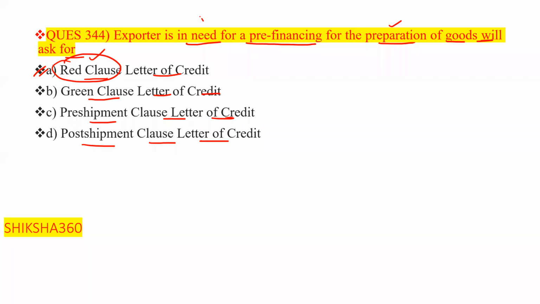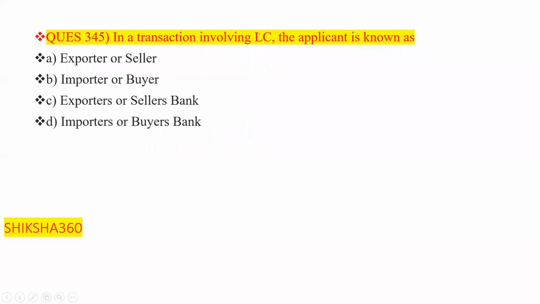The exporter is in need of pre-financing for the preparation of goods, so it will ask for a red clause letter of credit. Clear? So this one is our answer. Now move to the next question, 345.